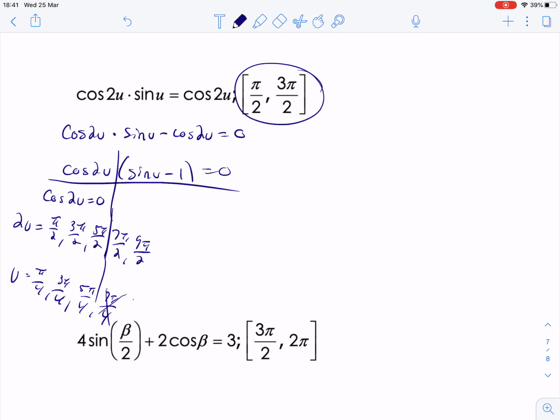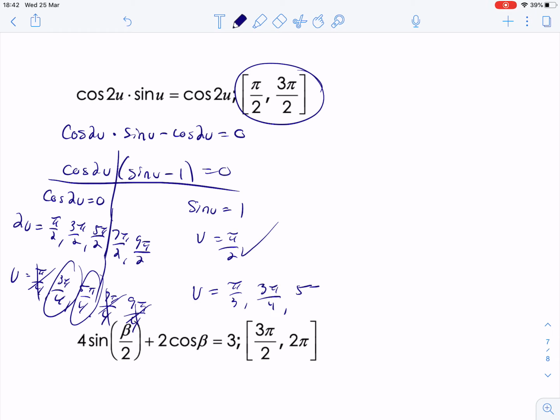So we know 9 pi over 4 will definitely be out. So our only two we can use are these two. That's in the first quadrant. And then for sine of u equaling 1, u could be pi over 2. So our answers are pi over 2, 3 pi over 4, 5 pi over 4.